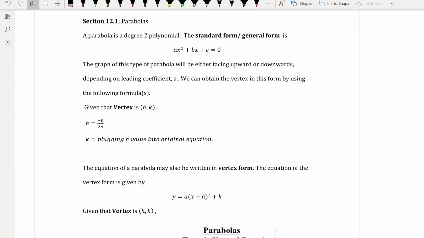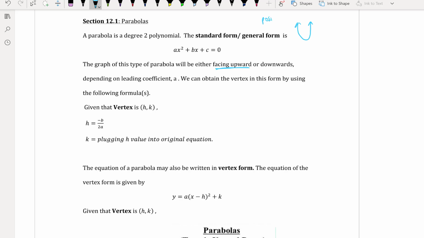Now, the second part of section 12.1 is going to be parabolas. I know we've already dealt with parabolas before, but now we're going to go into a little bit more detail. So a parabola is a degree 2 polynomial, and here's the standard or general form, where we have ax squared plus bx plus c is equal to 0. So the graph of this type of parabola would either be facing upwards or downwards. So when it's facing upwards, that means it's going to be a positive parabola.